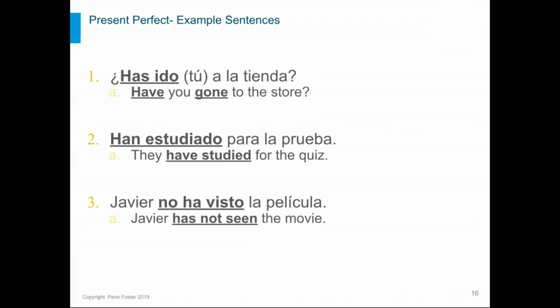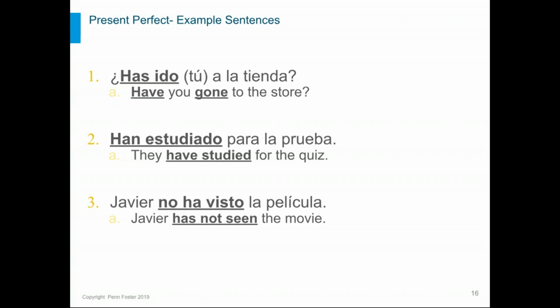Have you gone to the store? Has ido. They have studied. The first two being regular past participles, ido and estudiado. But again, the third one showing an irregular past participle, visto, comes from the verb ver, V-E-R, which means to see or to watch television, movies, etc.